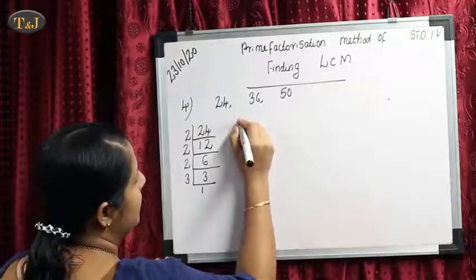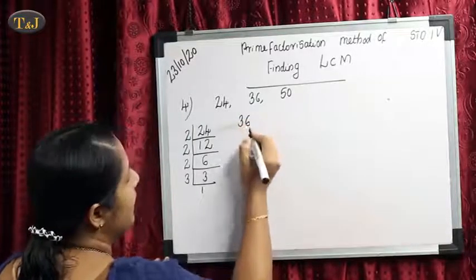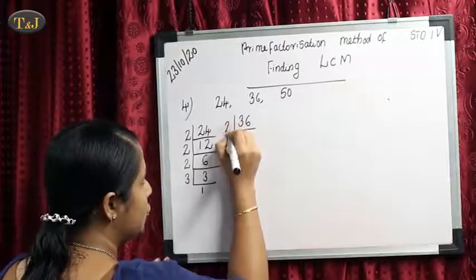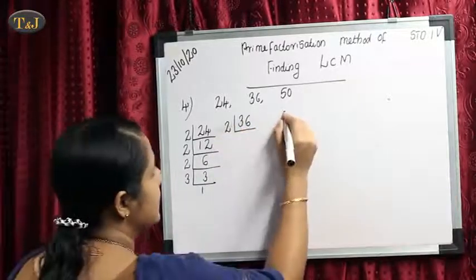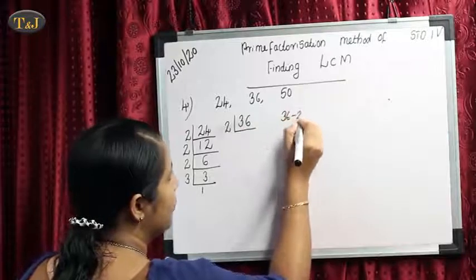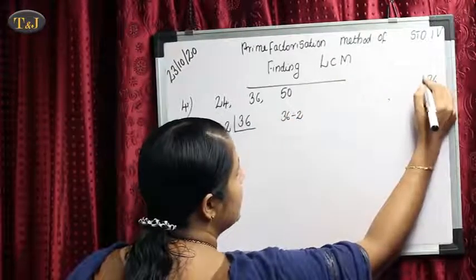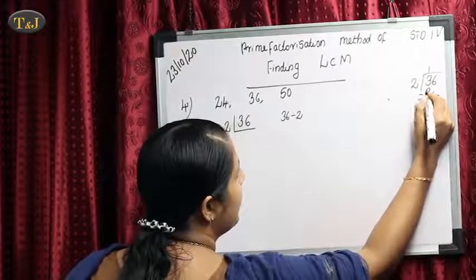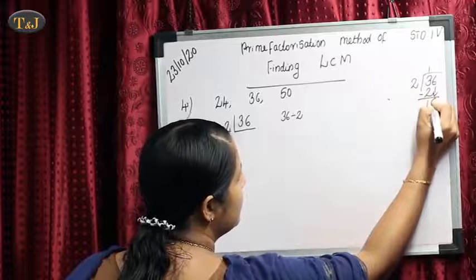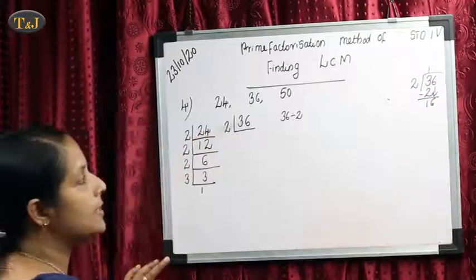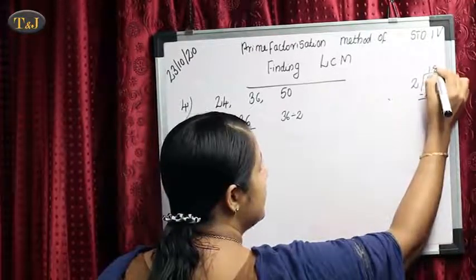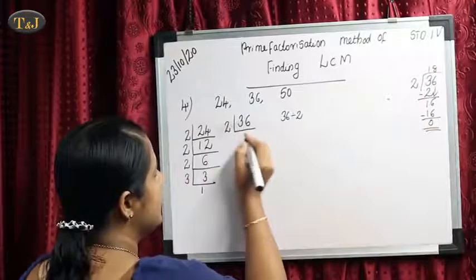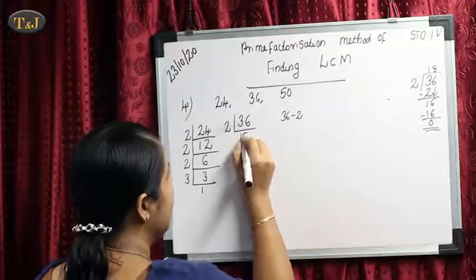Then our next number is 36. Again one's place value is 6, so it is divisible by the number 2. That means 36 divided by 2. Then 1 2s are 2, 3 minus 2 is 1, then 6 makes 16, then in 2's table we got the number 16 as 8 times, then 16 minus 16 equal 0. So we get 36 divided by 2 equal 18.